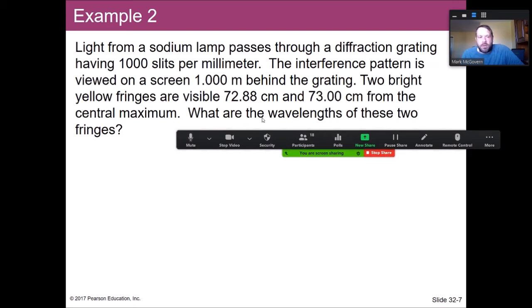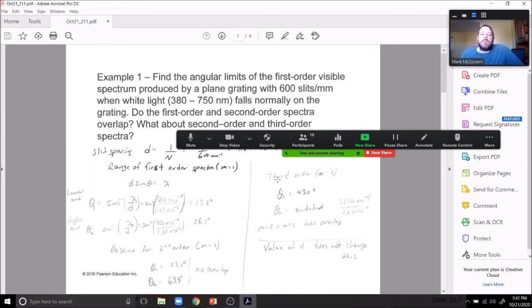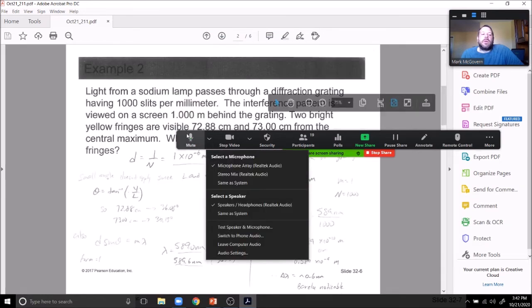Okay, let's check it out. Now, sodium produces this doublet. That's what it is. It's a doublet at these 2 positions. And then based on the information here, we could figure out what those angles are, and then, therefore, what the wavelengths are. So let's do it.